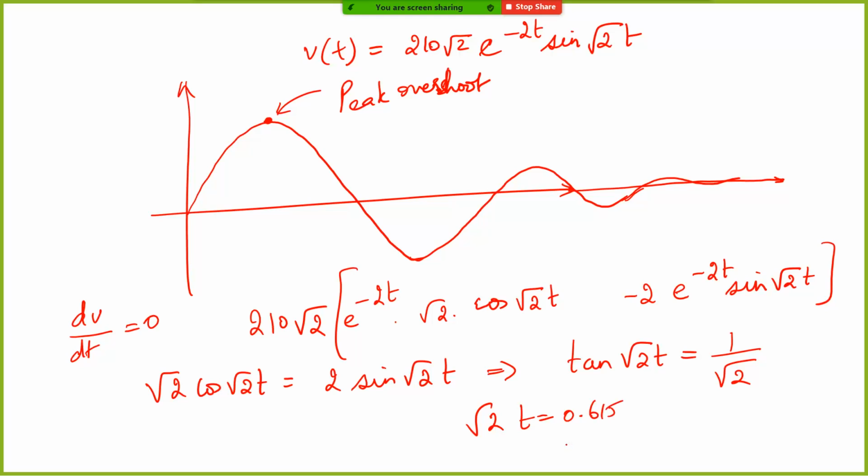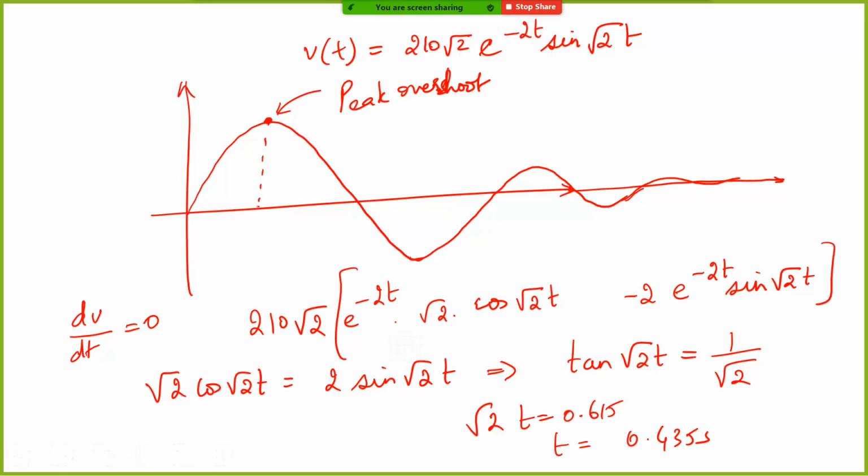0.615. So t is given by 0.615 divided by root 2, which is 0.435. Correct. So t is 0.435 seconds.